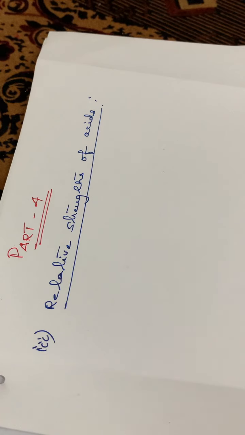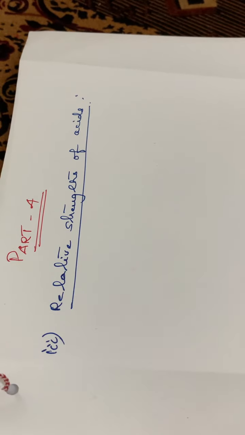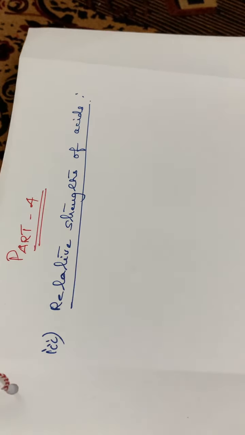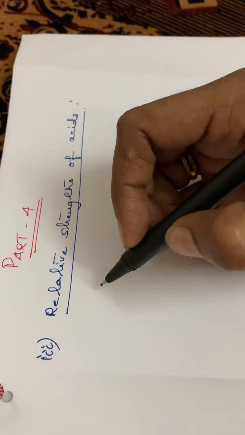How this inductive effect will be working on different types of acids, whether it is a primary or a secondary or a tertiary acid, or sometimes more alkyl groups are attached to that particular acid. So in such cases you have to explain the acid strength. So how will you define an acid strength?